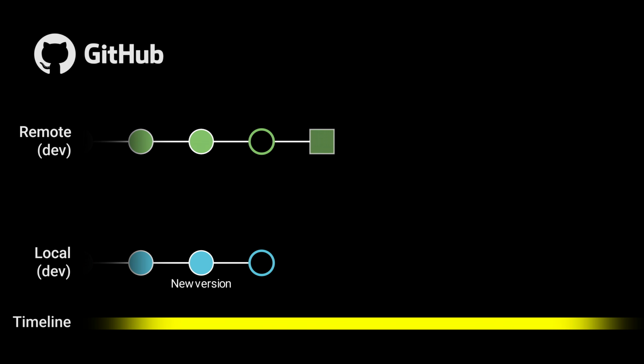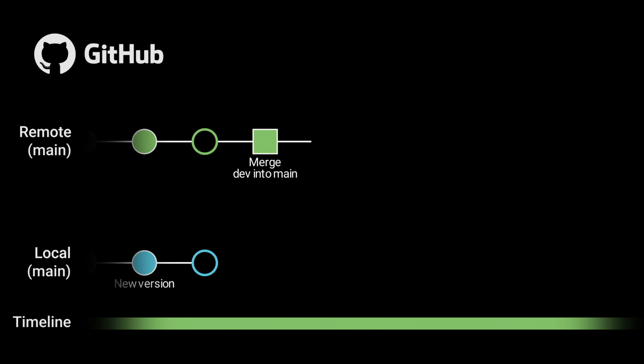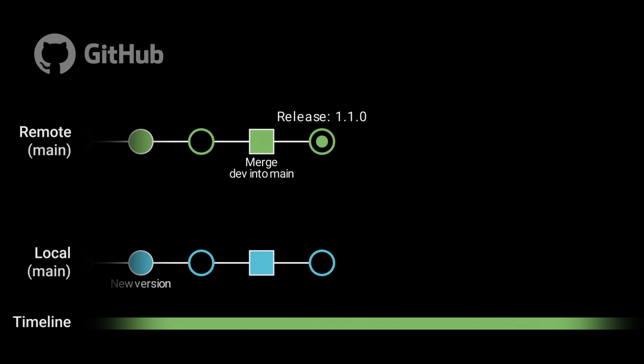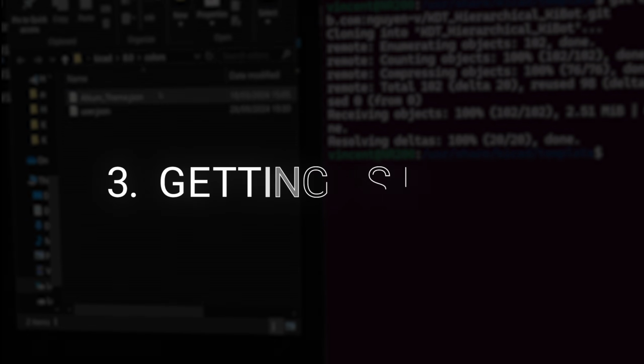We'll continue working on the dev branch and push the changes to that branch. When ready, we open a pull request and push a tag to the main branch to create a release. Now that theory is out of the way, let's have a look at how to get started with this template.